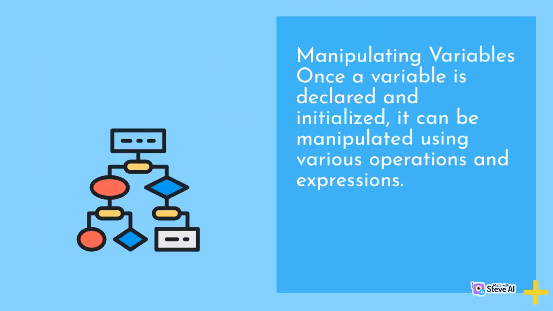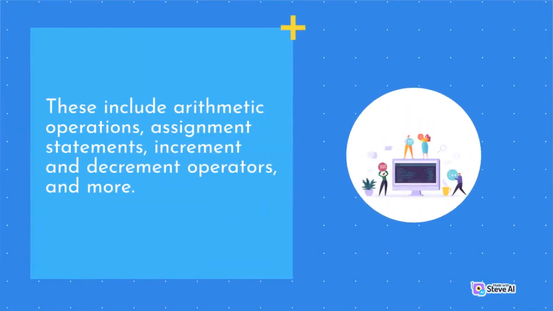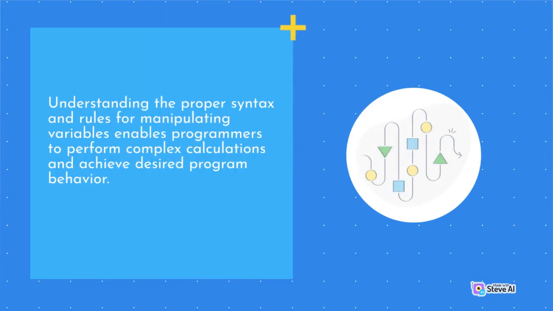Manipulating variables. Once a variable is declared and initialized, it can be manipulated using various operations and expressions. These include arithmetic operations, assignment statements, increment and decrement operators, and more. Understanding the proper syntax and rules for manipulating variables enables programmers to perform complex calculations and achieve desired program behavior.